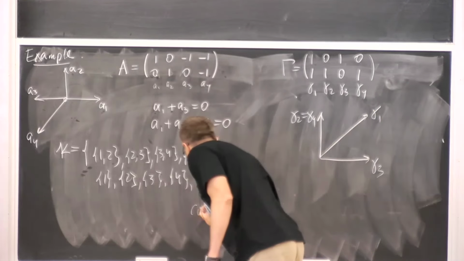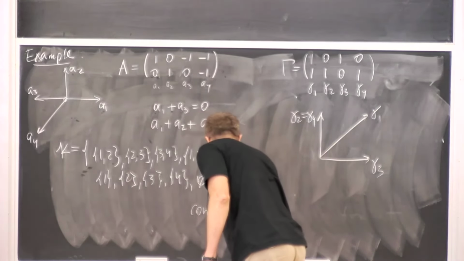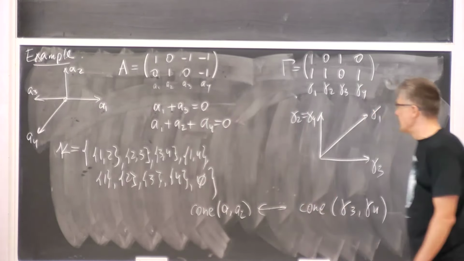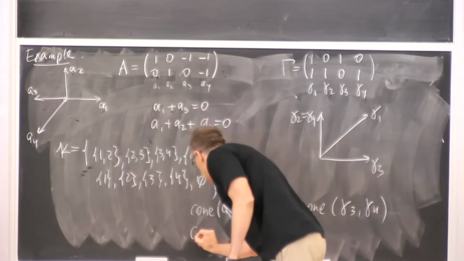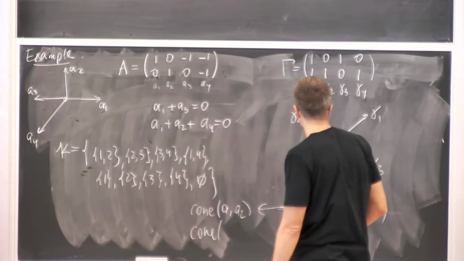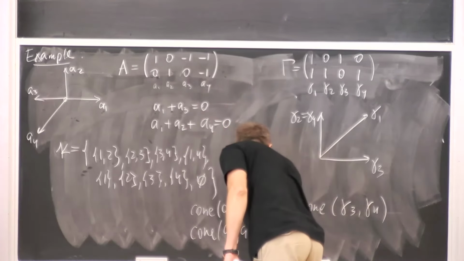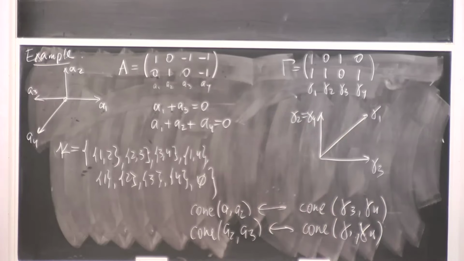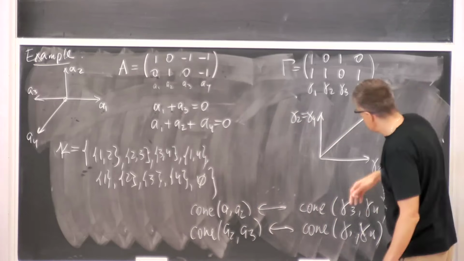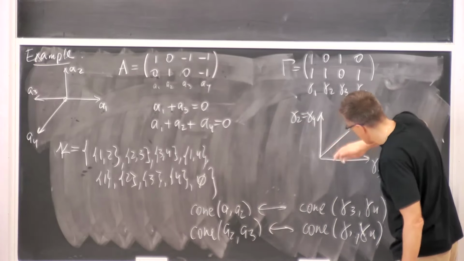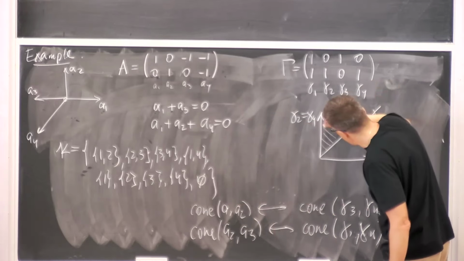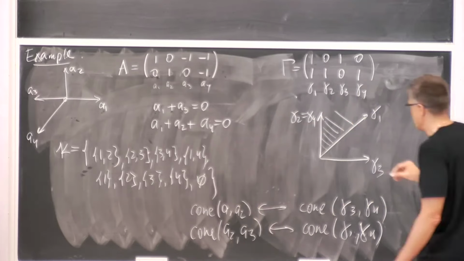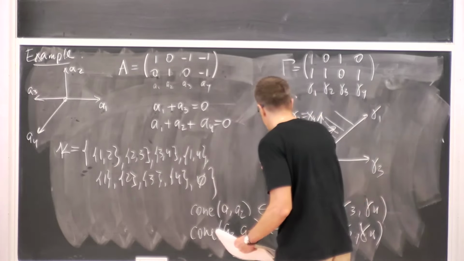Yes, okay, so let's say cone on A1 and A2 corresponds to cone on gamma 3 and gamma 4. That's complementary, right? And say cone on A2 and A3 corresponds to cone on gamma 1 and gamma 4. Okay, so if you look at that, then you see that actually not just those dual cones overlap pairwise, but they have the total intersection is non-empty, right? So this one is actually the intersection of all.